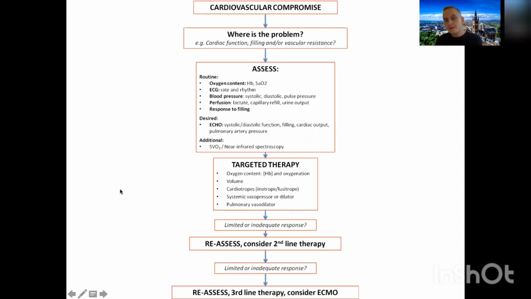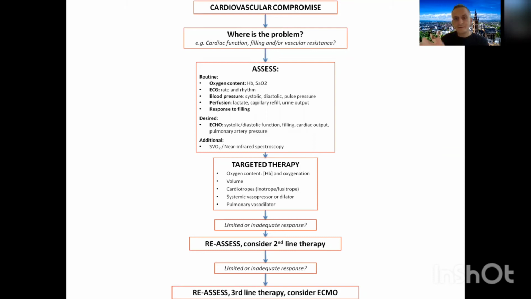So to summarize everything that we've discussed before and take it to the clinical situation of assessing a baby, what I would say is if you suspect there's cardiovascular compromise, and that could be because of abnormalities in any of those measures of circulation, including blood pressure, then the question to ask is, where is the problem? Which of those components of the circulation is abnormal? And to do that, we want to assess the circulation using those different measures that are available to us that we talked about in the previous slides. There are the routine ones, there are the desired ones, including echocardiography, and then there are sometimes the additional ones like systemic venous saturations and near-infrared spectroscopy.